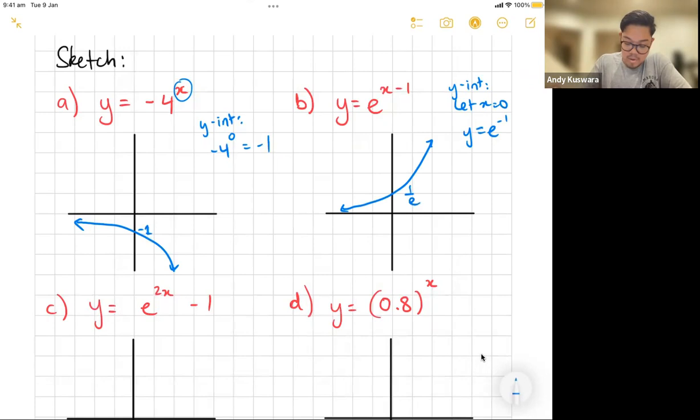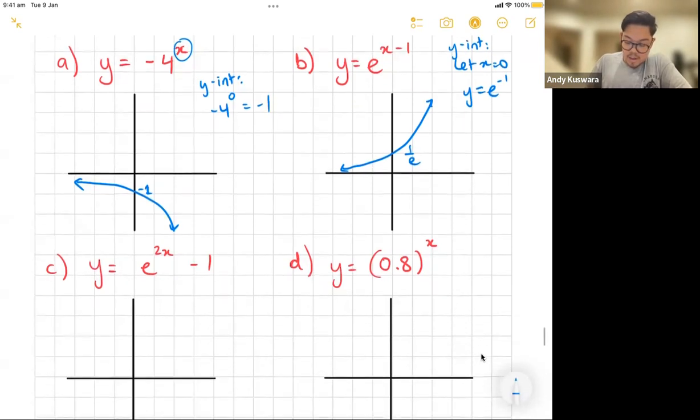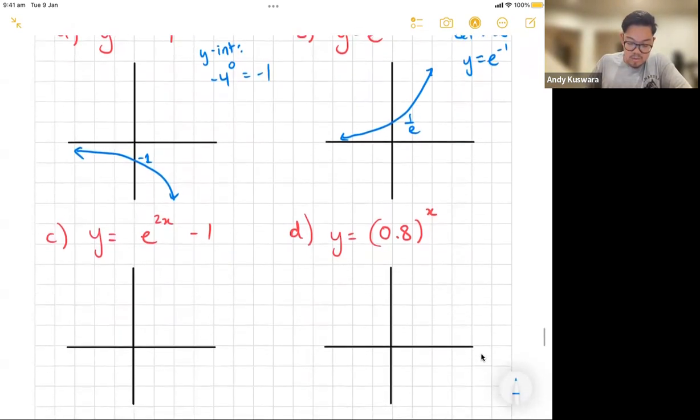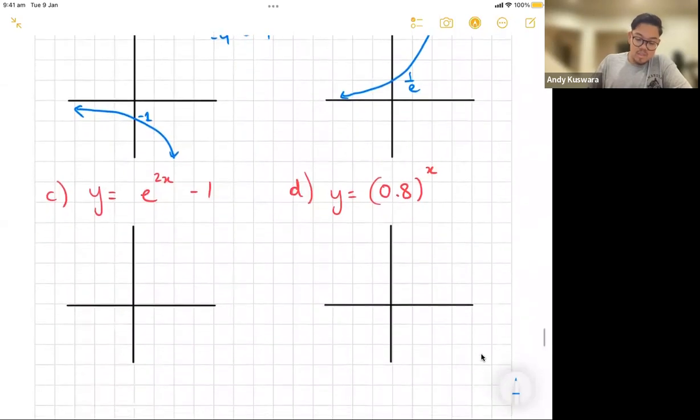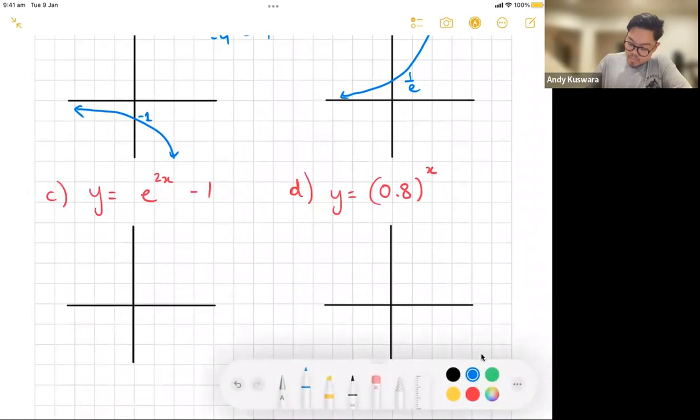Okay. And if I take a look at this one, I've got y equals e to the 2x minus 1. So I normally would look like this. And this is where the magic of the iPad kind of helps.